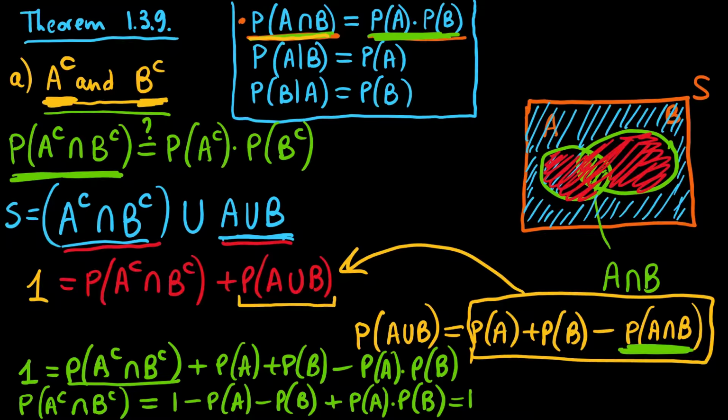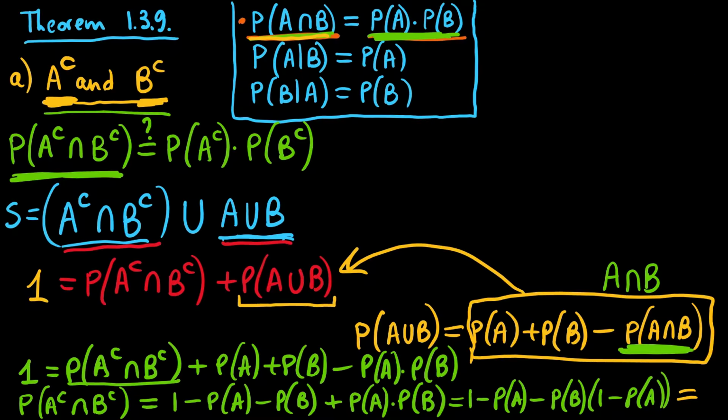There's a little algebra to do here. We get 1 minus probability of A, then we can factor minus probability of B here, and we get 1 minus probability of A. Okay, and there's a little bit more algebra to do here, and I just need a little bit more space. So I'll write this over here.